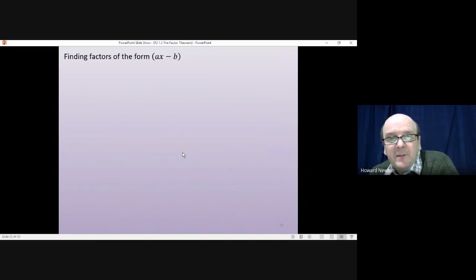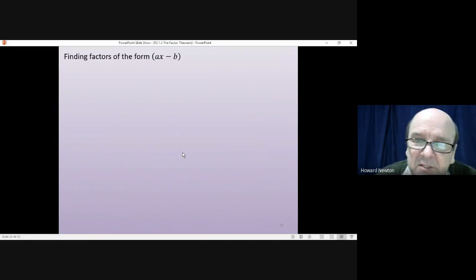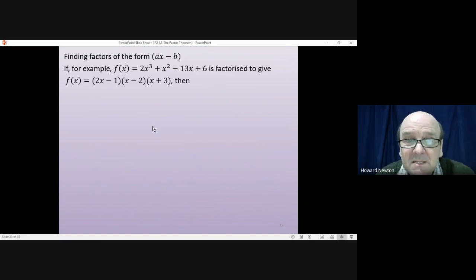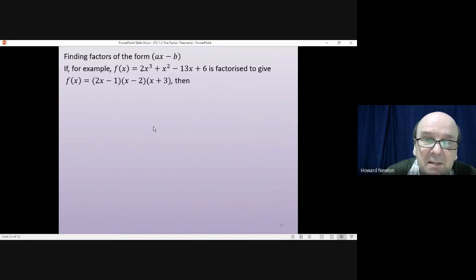Now, things get a little bit more complicated if the number of x cubes is not 1. So if we were thinking about a cubic, the last question had 1x cubed. If we had 2x cubed or 3x cubed, things get a little bit more tricky. And you could have a factor of the form some number times x minus b. So let's say, for example, we had 2x cubed plus x squared minus 13x plus 6. Well, if we factorize that into 3 brackets, 2 of them are like we had on the last question, x minus 2 and x plus 3, but you get this one awkward bracket, 2x minus 1.